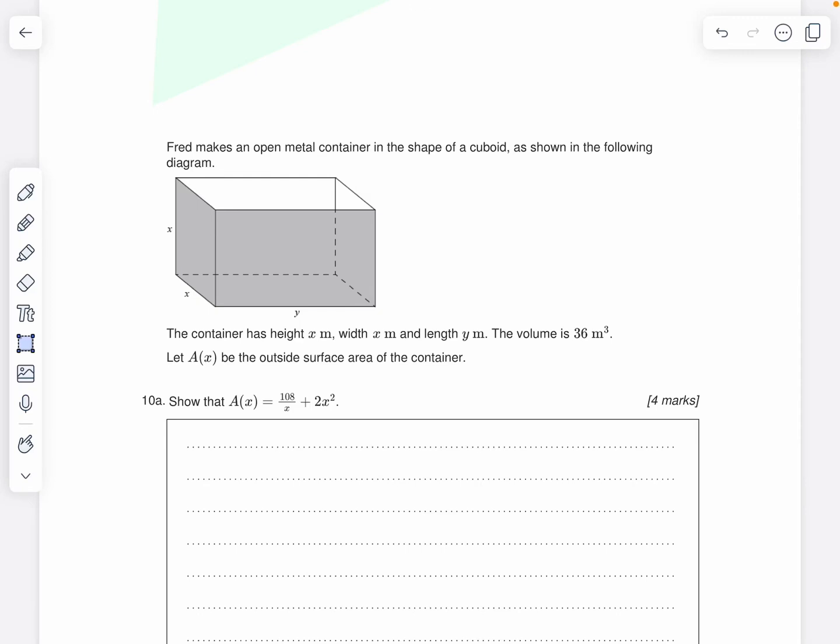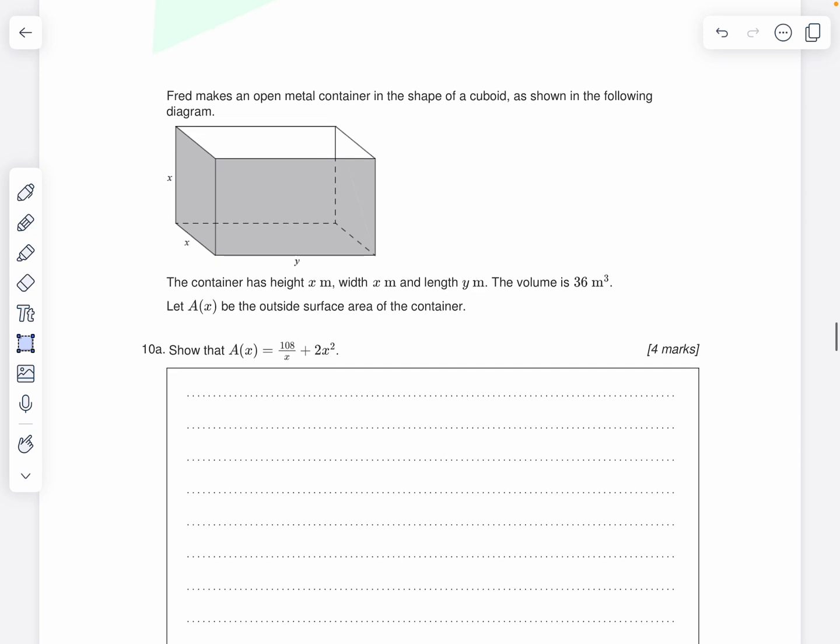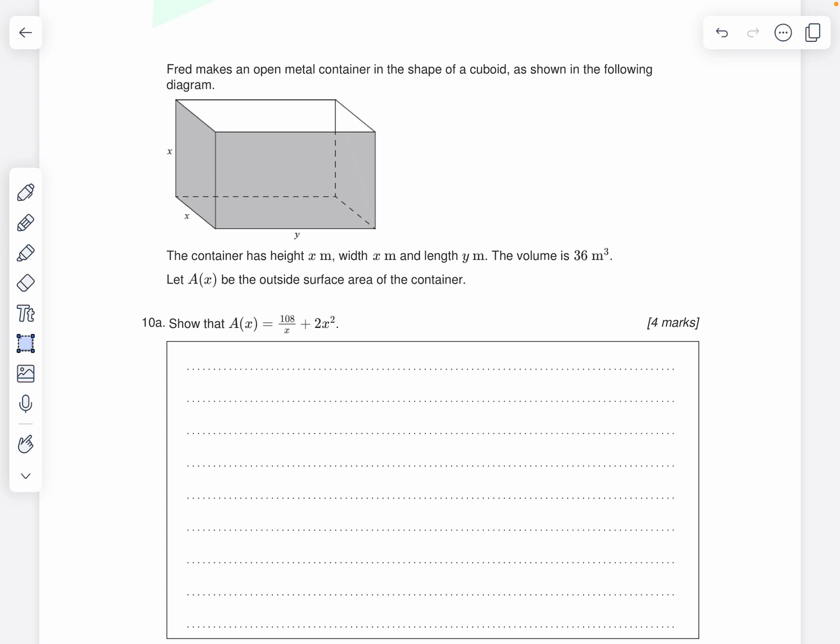Of the past paper questions based on the derivatives topic for IBDP AHL. In part 1, I solved from question number 1 to 9, from now 10 to 20. Question number 10, Fred makes an open metal container. It's an open metal container in the shape of a cuboid. The height is x, the width is x, and the length is y.